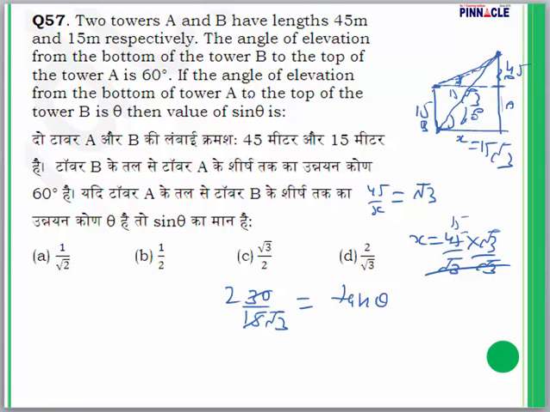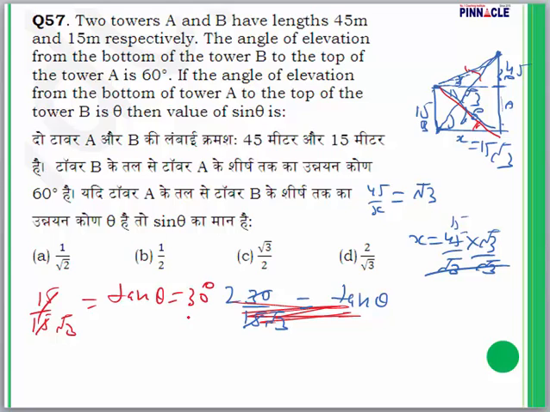We have to tell the angle of elevation from the bottom of tower A to the top of B, we have to find the value of this, note this. So what will be the value? Let's see. X we have found as 15 root 3 and this is 15. So 15 divided by 15 root 3, that is tangent theta. You can say 1 by root 3, which is equal to tangent theta, the value is 30 degree.